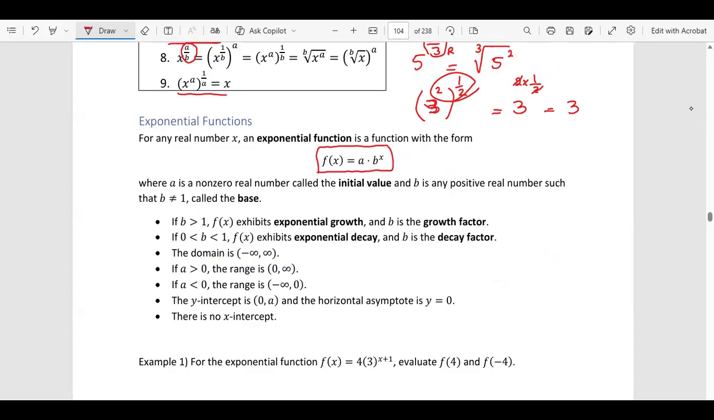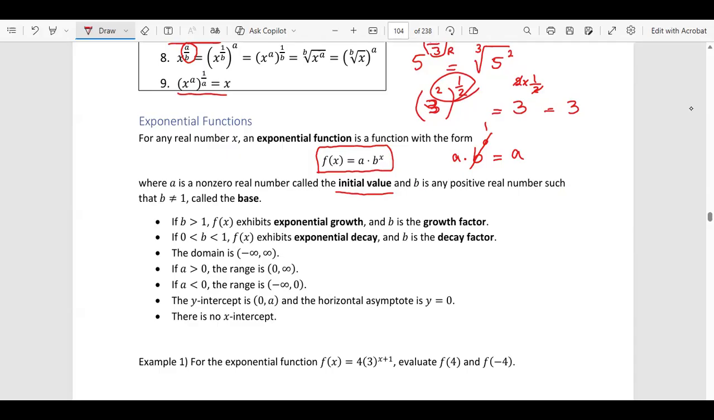B is the base. A is called the initial value. Why do we call it the initial value? Because if I replace the x by 0, initial means when everything is 0, nothing has started, so x is 0. And you know every number to the 0 power is 1, so we are just left with a. That means the initial value is always a.